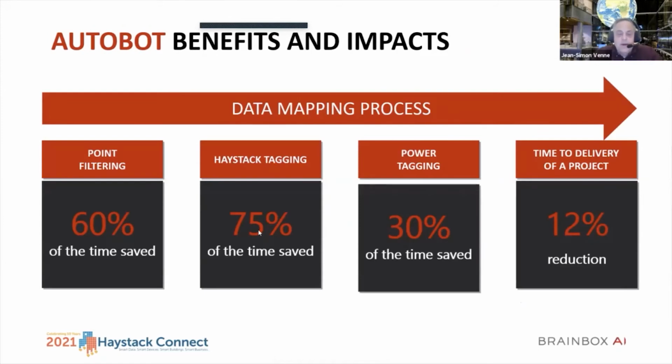On our side, it's really a question of scaling and saving time. Filtering the points is a time-consuming task on our side, and we're now saving about 60% of the time that was spent on that task. For the tagging itself, we have a 75% saving of the time that we used to spend doing it manually. Power tagging is still in development. It's more complex, so it's only 30% of the time, but still it's a third. And it's giving us that scaling. So now we're reducing the time it takes to deploy the AI in a building, and we're accelerating the pace.